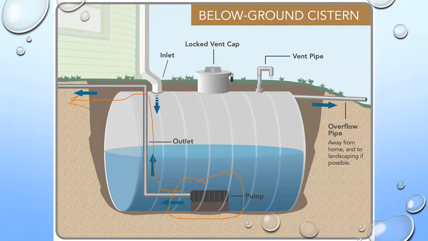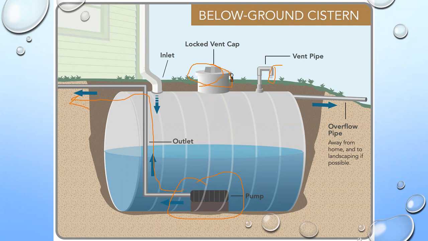You'll have an access point at the top, at ground level, a vent cap, and you also have a vent pipe. Those are so that the air can vent out as the water fills. If you think about a laundry soap container, if you don't pop the top and let the air in, it stops letting the laundry soap out at the bottom. It's the same idea. It needs to have air in so it can equalize to keep the tank healthy and let the water fill and be used.